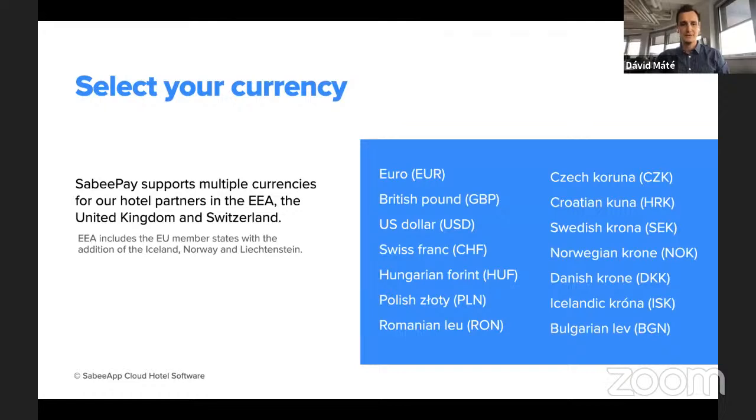Here we have the list of supported currencies. SabeePay is currently available for hotel partners located inside the European Economic Area, as well as in the United Kingdom and Switzerland. The full list of currencies supported are available on the SabeeApp page, as well as on the MyPOS page.